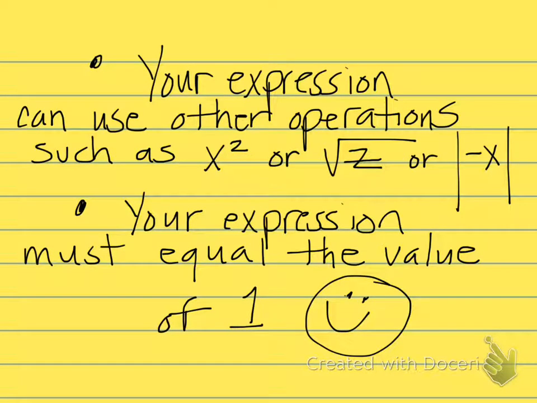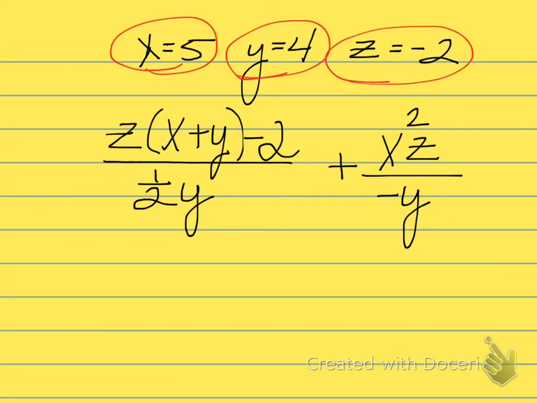Your expression can use other operations such as x squared or the square root of z or the absolute value of a negative x. You can use all of those operations. And of course, you don't have to use the x or the z; you could say 5 squared if you wanted. And also your expression, finally, this is the big one, must equal the value of 1. So, for example, I'm going to go back again. You're going to write something that looks like that, and in the end, after it's been evaluated, it's going to have to equal 1.